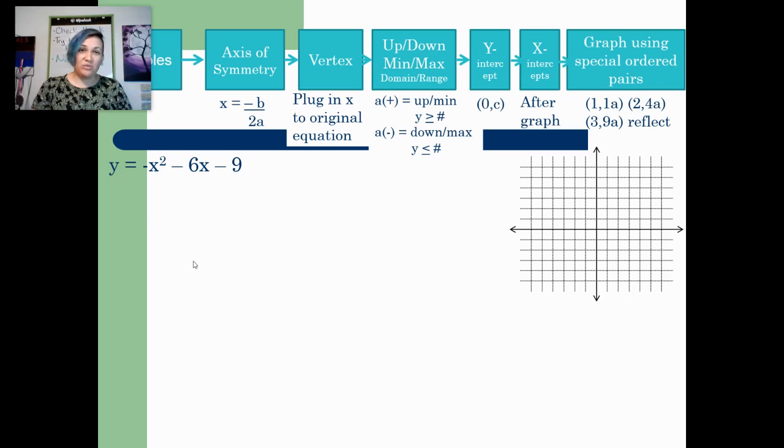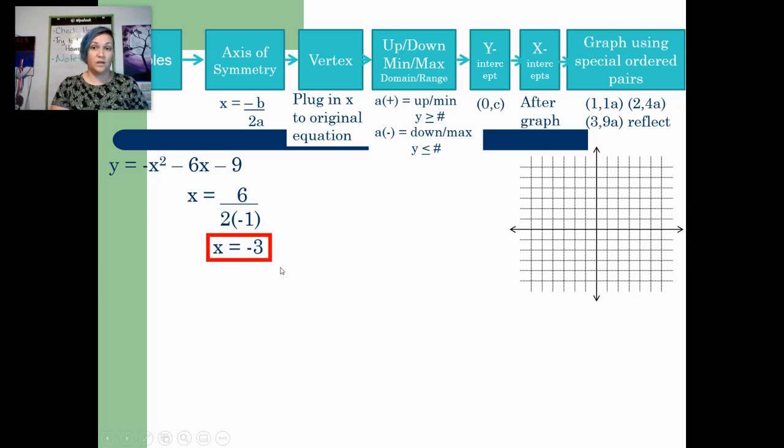As always, we'll start with our axis of symmetry. In this problem, my b is negative 6. So when I plug that in, it'll change to a positive 6. And my a is negative 1. So make sure you plug in a negative 1 for your a. And then this simplifies to x equals negative 3. And then remember, you can always start graphing right now if you want to. So go to the negative 3 on the x, put a nice dotted vertical line.